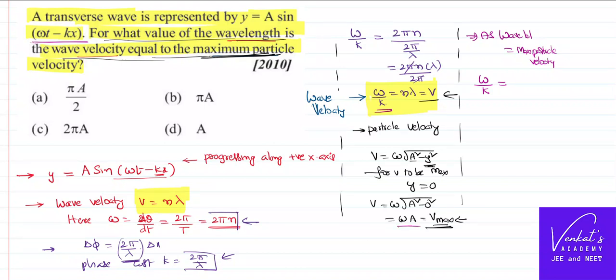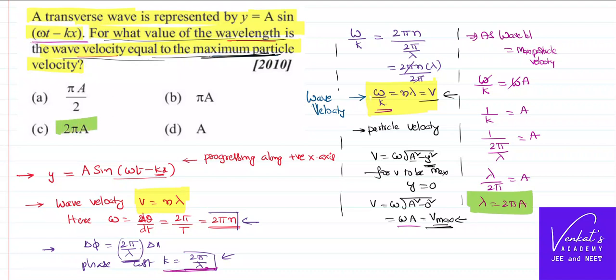Wave velocity ω by k is equal to the maximum velocity, which is ωa. So ω can be cancelled. So 1 by k is equal to the amplitude. But as I told you, k is 2π by λ. So 1 by (2π by λ) equals a. So λ by 2π is equal to a. So λ equals 2πa. That is the answer. That's option C that's available for you.